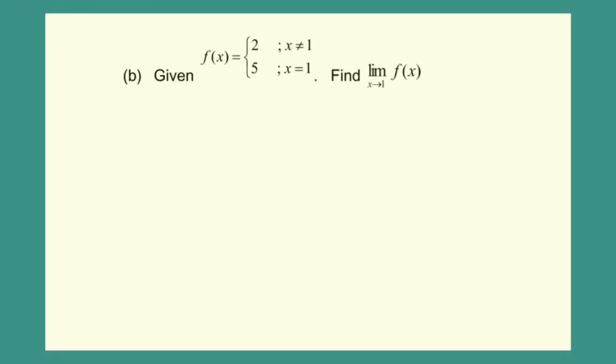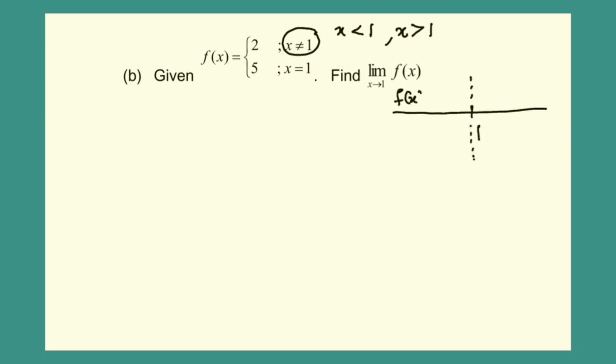For example B, given f(x) equal to 2 for x not equal to 1 and 5 for x equal to 1. Find limit f(x) as x approaches 1. This one means for x less than 1 and x greater than 1. Draw a line for x equal to 1 here, and then at the left the function f(x) is equal to 2. For x greater than 1 at the right, f(x) equal to 2.